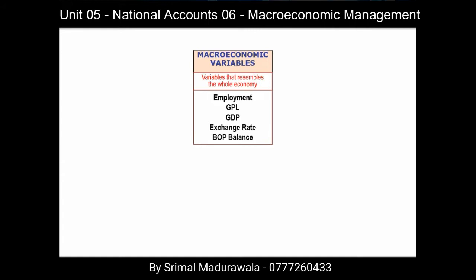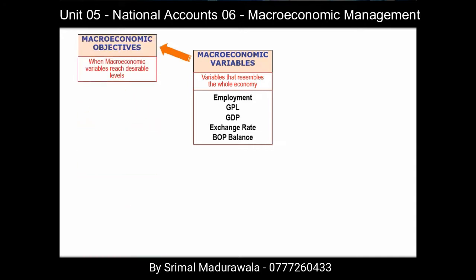$1 going from 184 to 200 rupees and coming back down again to 195. Then the BOP balance, that is the difference between the inflows and the outflows of currency in and out of a country per year, right? So these are variables that resemble the whole country. That's why they are known as macroeconomic variables. Are we clear? So every country tries to bring these variables to favorable levels, right?